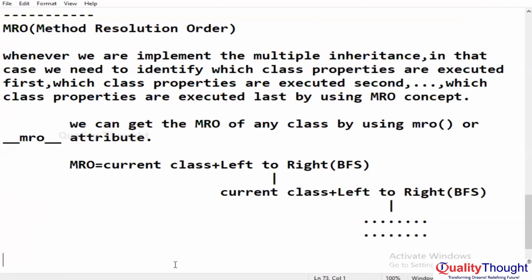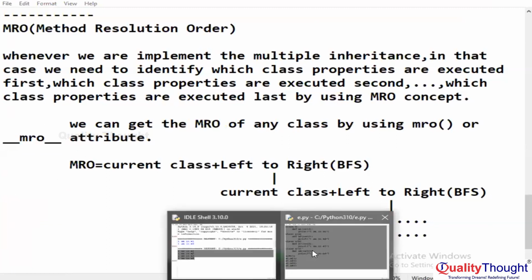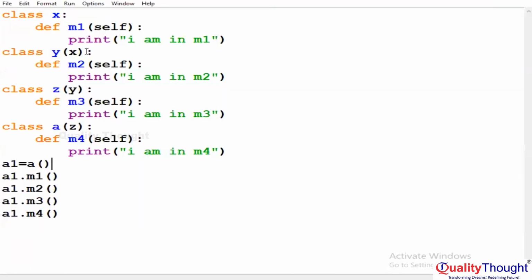Okay, now observing very clearly, class X, class Y and the class Z. Finally my A class is extending X, Y, Z, multiple classes. Finally my A class contains X class properties, Y class properties, and Z class properties. Through the A class reference variable, we can access M1 method, M2 method, M3 method, and M4 method.